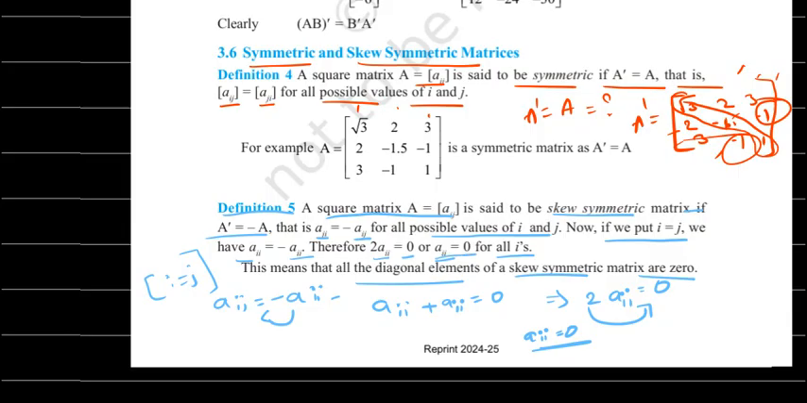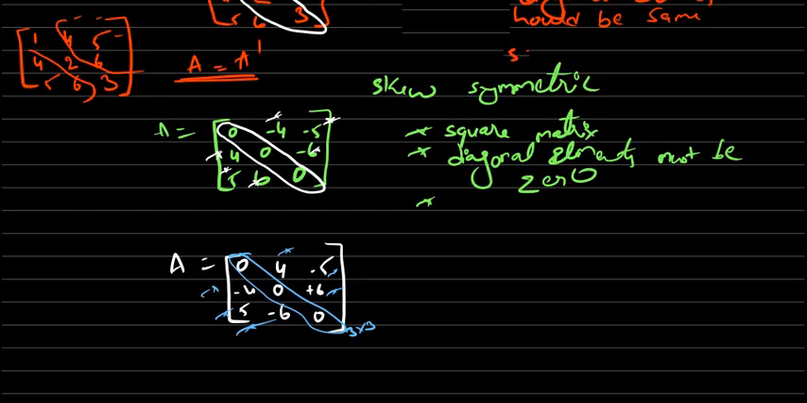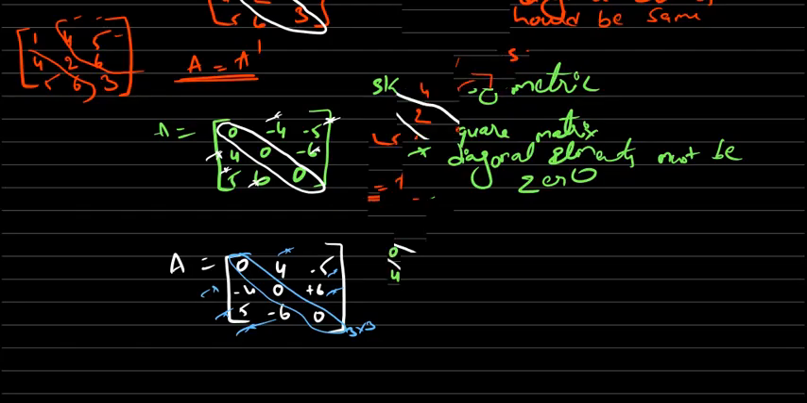Why is A dash equal to minus A? I will say it is also a very simple thing. You consider here A, I will write the transpose of A.